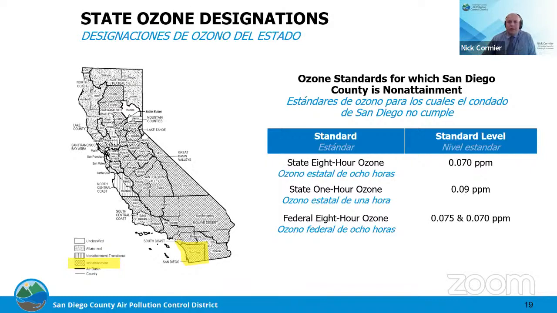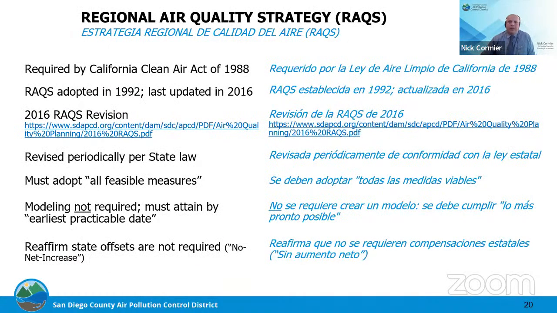At the state level, CARB has set these levels at 0.070 parts per million, or ppm, over an 8-hour period, and 0.09 parts per million over a 1-hour period. APCD's plan to attain state ozone standards is known locally as the Regional Air Quality Strategy, or RAQS. Initially adopted in 1992 and last updated in 2016, it's periodically updated pursuant to state law as new emission control measures become technologically feasible, improve air quality, or protect public health.